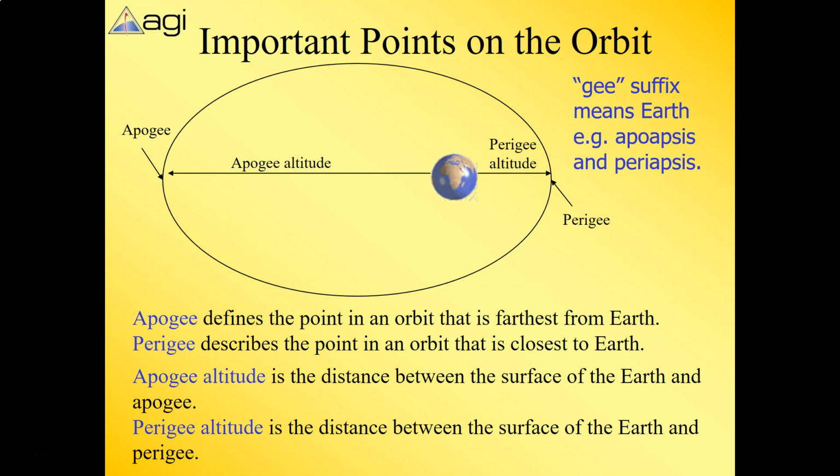A-P-O-A-P-S-I-S, apoapsis, and periapsis, P-E-R-I-A-P-S-I-S, periapsis. We could also use the terms that are specific for a sun-centered orbit. This is apohelion and perihelion.